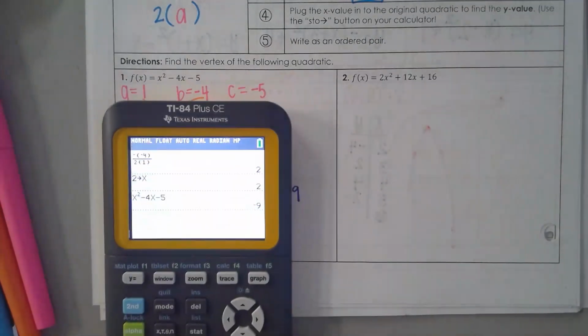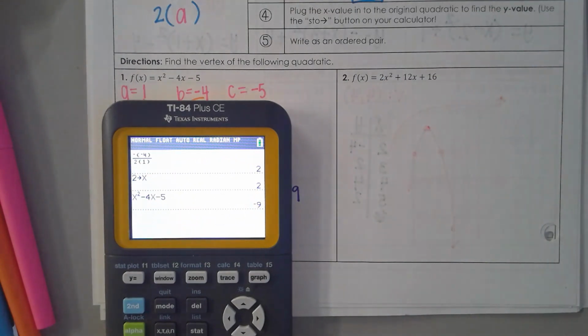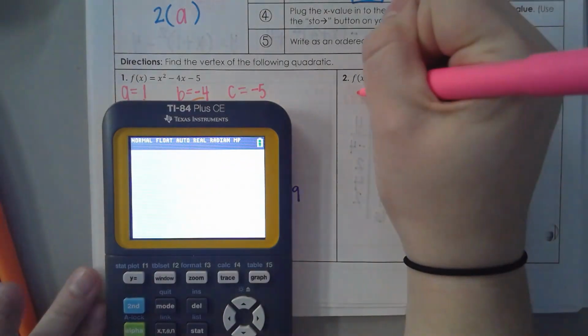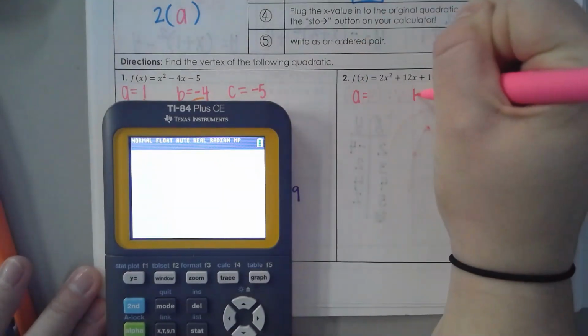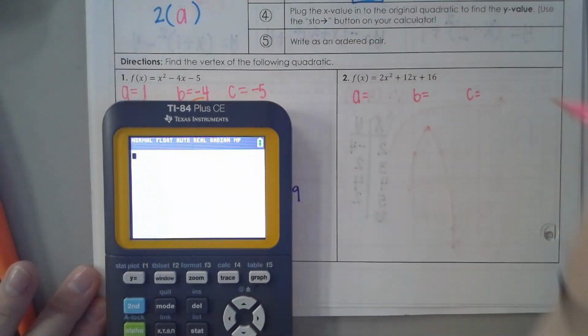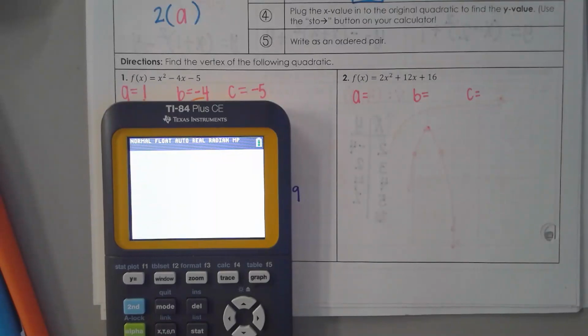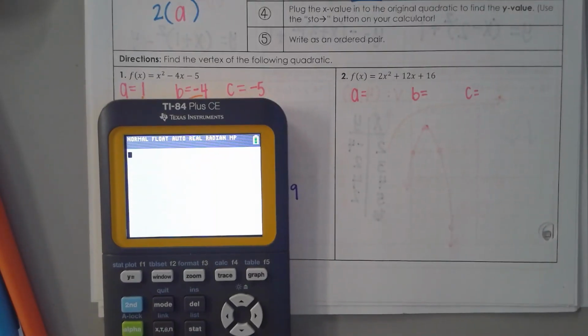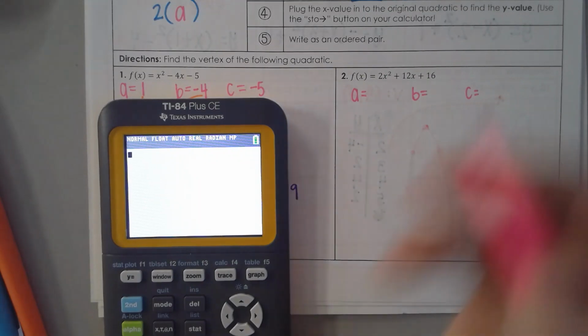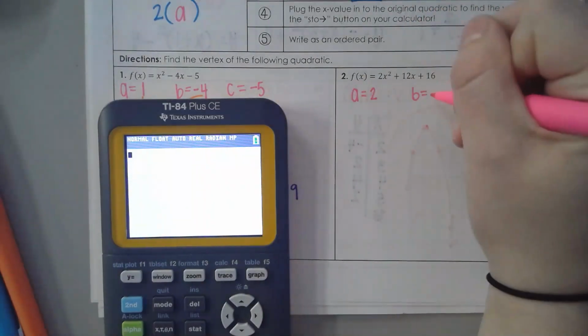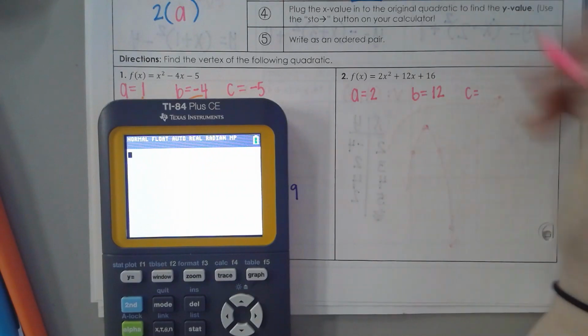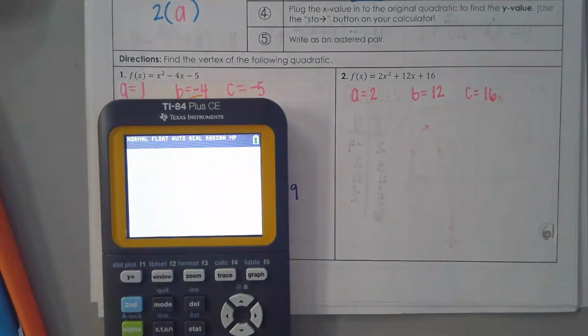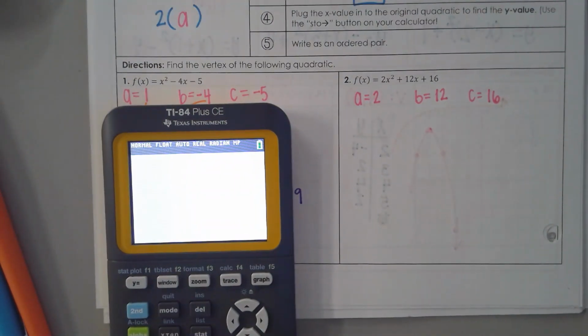Let's look at number 2. Label your A, B, and C. A is 2, B is 12, C is 16.